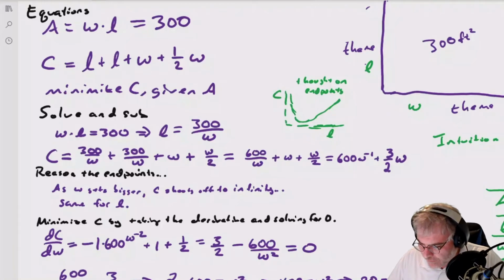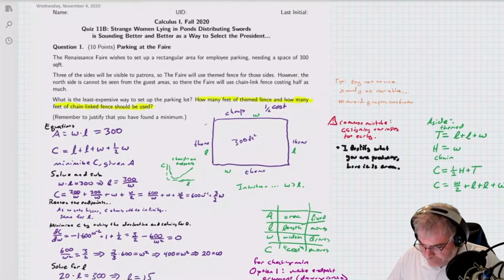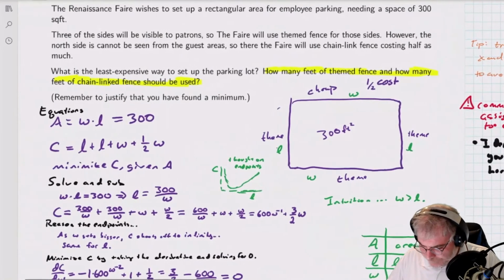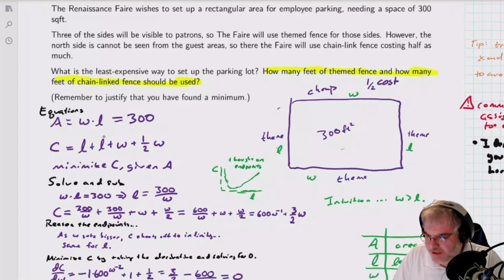Okay, so I guess I need to start over a little bit. What I did was I drew my thing out so that I had cheap, theme. I know that I've got this 300 square foot thing. I put my L's and my W's there. I got my L's and my W's from my production. So I'm producing A. And that's where I got my L's and my W's. And then I have this cost thing, L plus W plus 1/2 W.